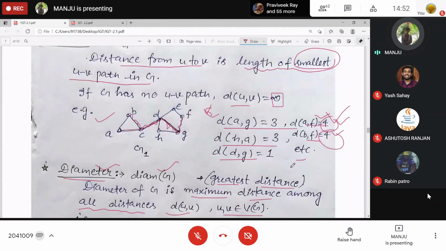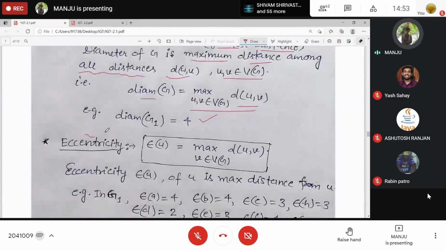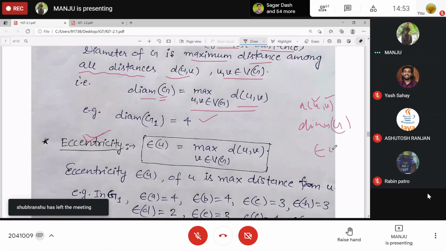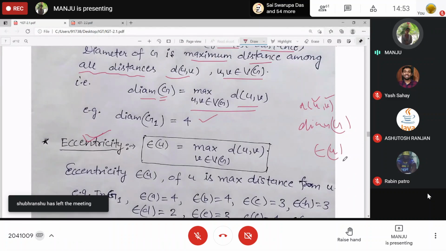Radius I'll explain. First, I need to explain eccentricity. See, diameter is for the graph. Distance is between 2 points. Don't get confused between that. Diameter we are calculating for the complete graph. Now eccentricity. Eccentricity is for one vertex. Clear?